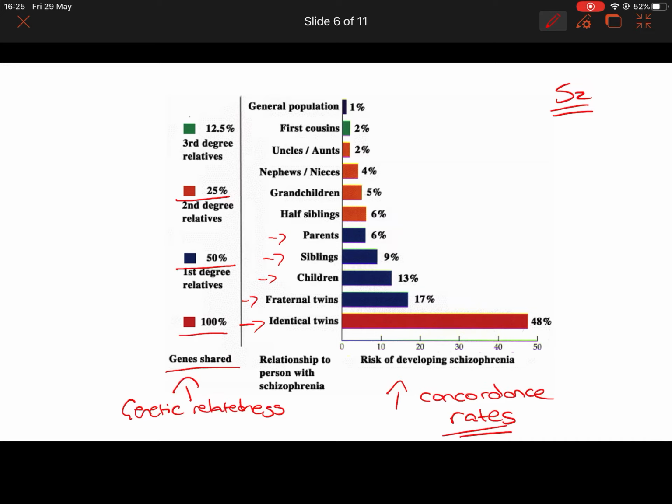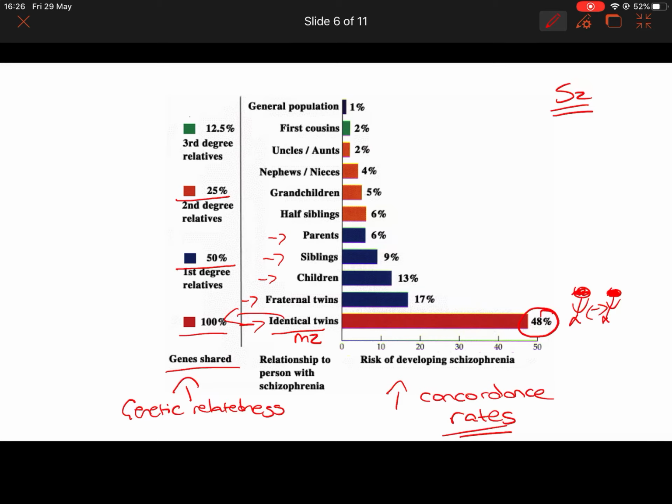Now, what we should expect, if schizophrenia is a genetic disorder, is to see higher concordance rates for individuals that have greater genetic relatedness. So identical twins share 100% of their genes. The concordance rate for schizophrenia is 48% for monozygotic or identical twins, which means that if one identical twin has the disorder, 48% of the time the other twin also has schizophrenia.